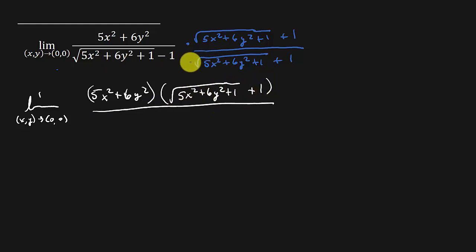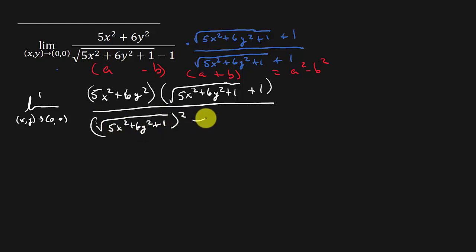And now notice here, this is in the form a minus b times a plus b. This square root is your a, and the 1 is your b. And remember, that's a squared minus b squared. So that's going to give us, and I'll write it all out, 5x squared plus 6y squared plus 1, that's a squared, minus b squared, and b is 1, so that's 1 squared.